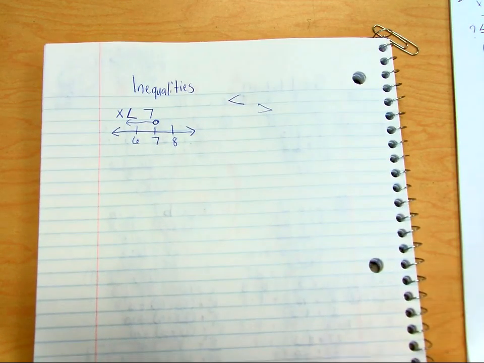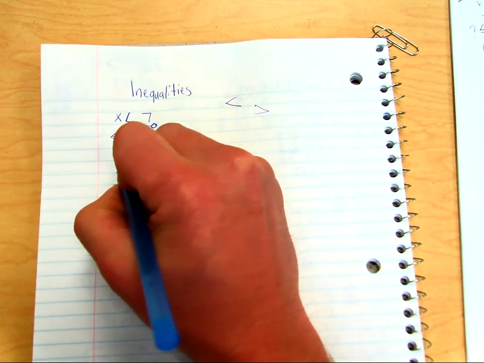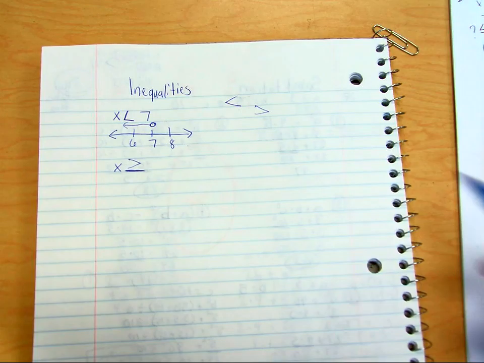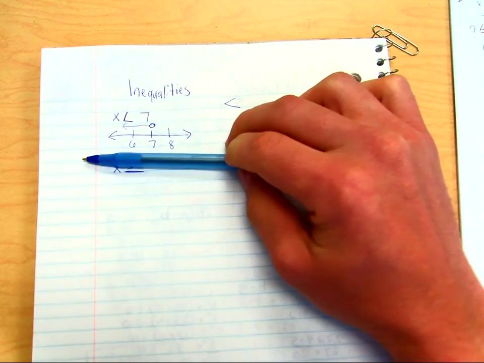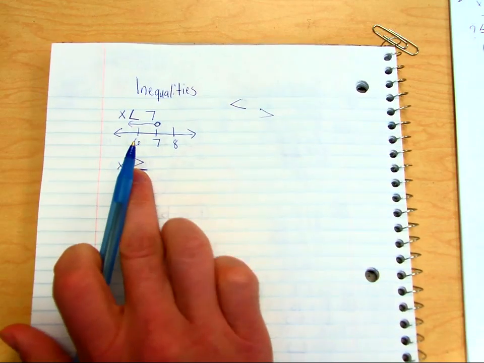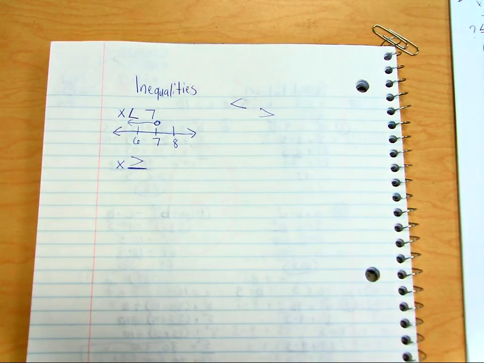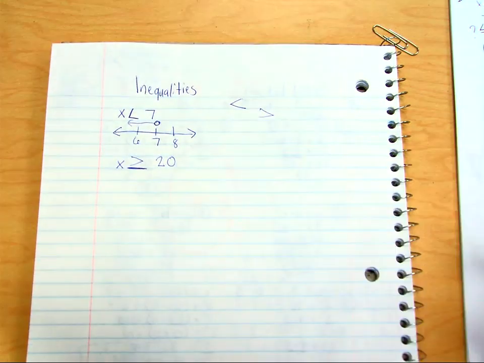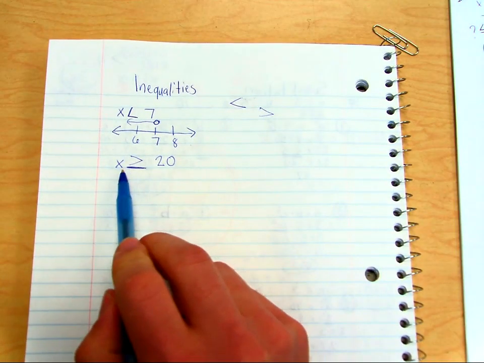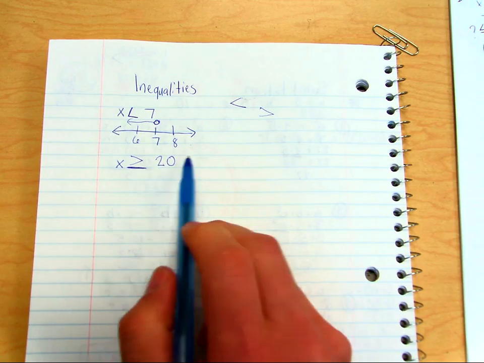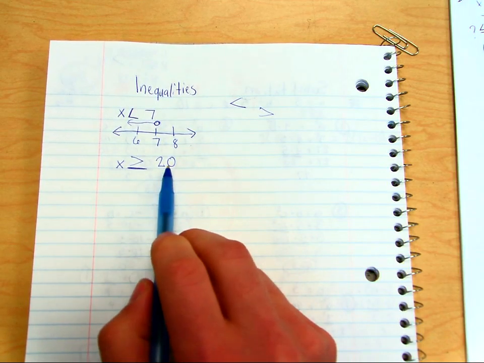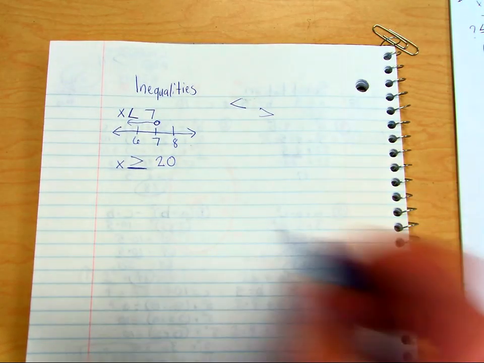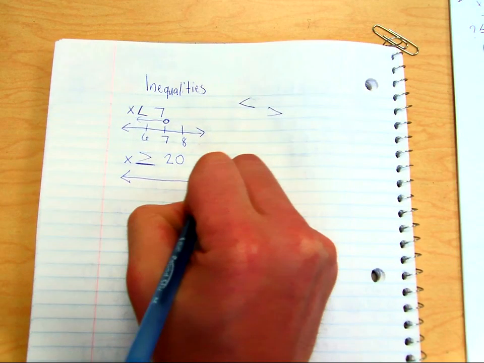Now there are other types of signs as well. So you might have x is greater than or equal to. If you look, that's almost like an equal sign, and then that's the greater than sign, so we're putting them together. It means x is greater than or equal to 20. So that's saying there's at least going to be 20 people in the class. There's going to be greater than or equal to 20 people in the class. So that means 20 is included.